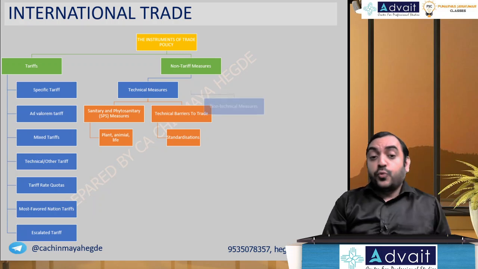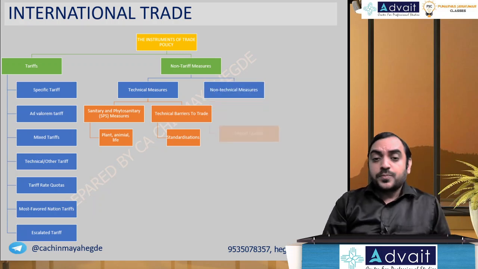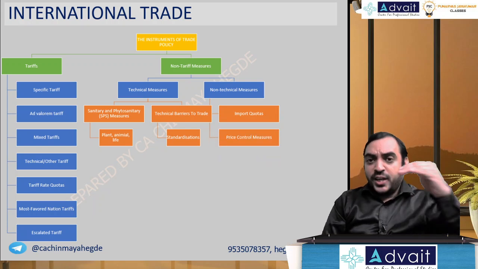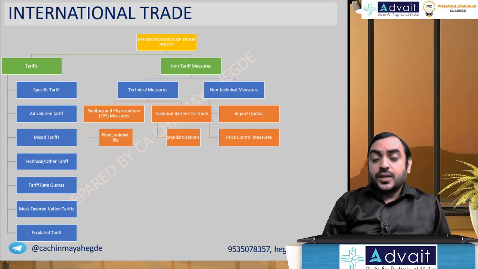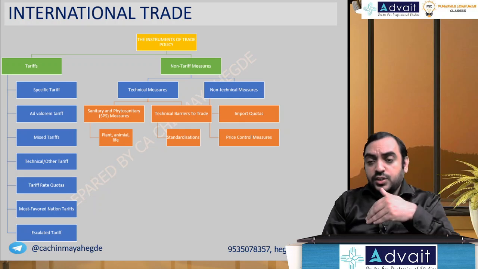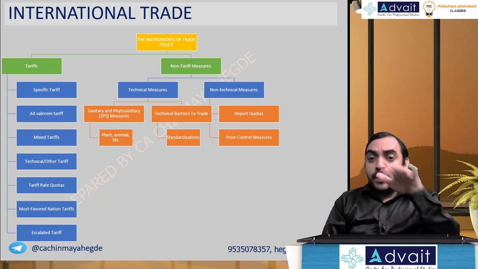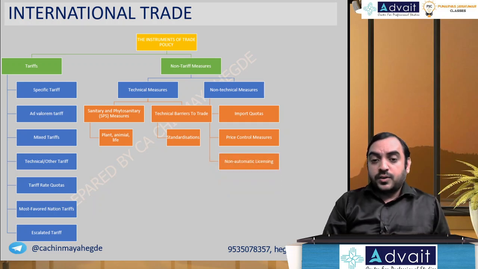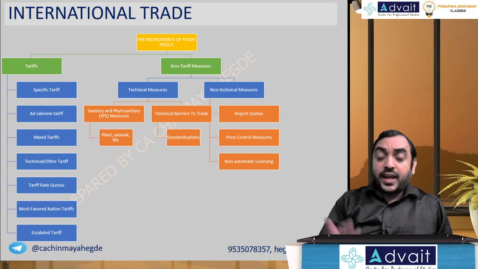Some people should approve it, standardization and so on. Non-technical measures: import quotas, you can import only to an extent, beyond that prohibited. Price control, it is allowed to be imported only up to that particular price, and the price cannot go beyond this number. Non-automatic licensing, you have to apply.